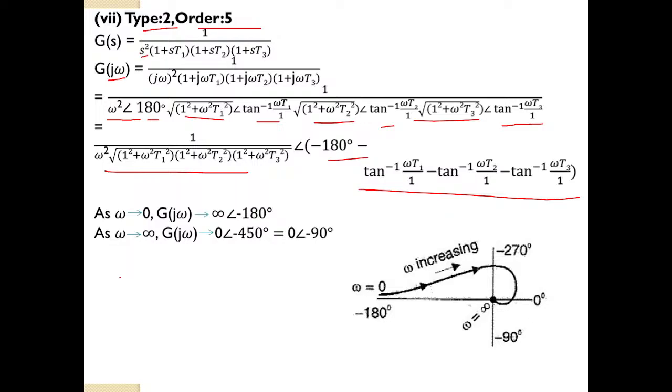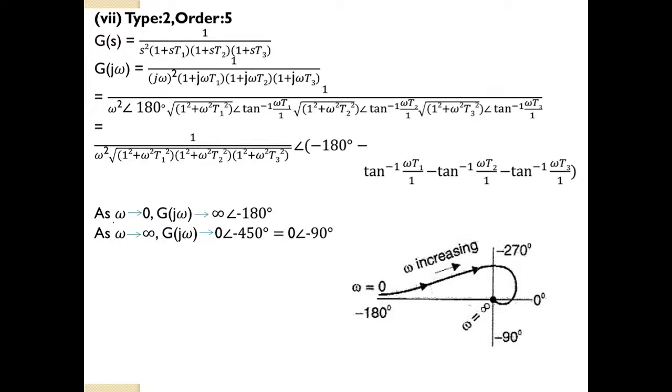Substitute omega equal to 0 and omega equal to infinity in the above equation. So if you substitute omega equal to 0, you will get magnitude infinity. If you substitute omega equal to infinity, you will get magnitude as 0.